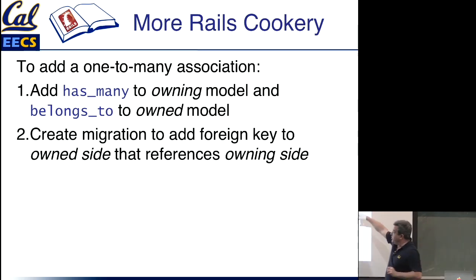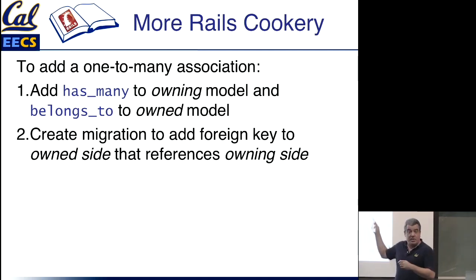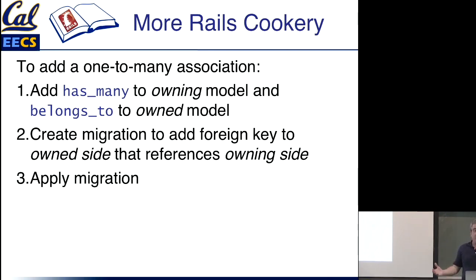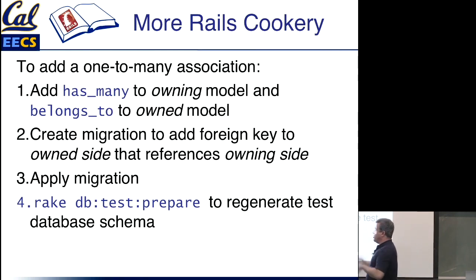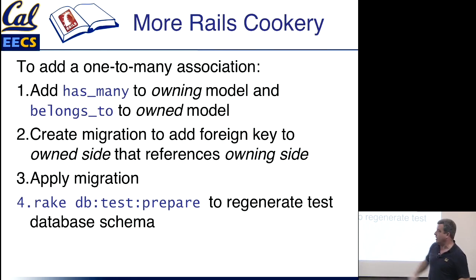Then you have a migration to make sure that the foreign keys that are needed to model the relationship actually become part of those tables. You apply the migration, rake db:migrate, as you've done before. And then finally, you make sure that the changed schema of the database gets reflected to your test database. But in fact, if you forget to do this, Rails will tell you, so not a big deal. But basically, that's all you do.